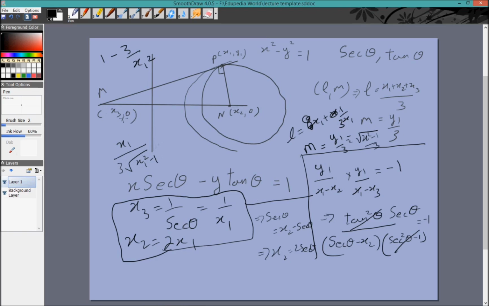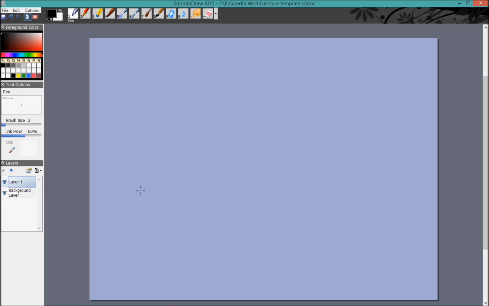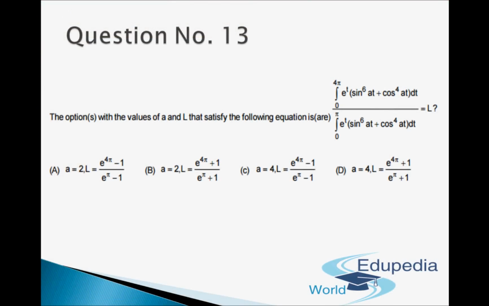The third option is incorrect because it's different from the first option. The fourth option we can directly see dM by dy1 is equal to 1 by 3. So the answer to this question will be A, B and D. Right. Let's look at the question after this.